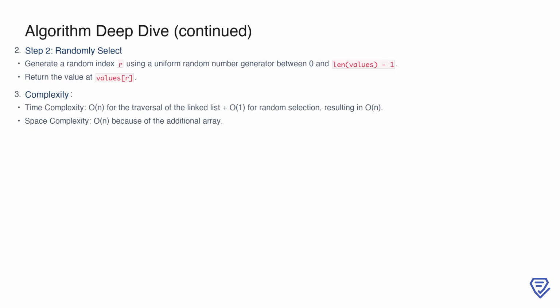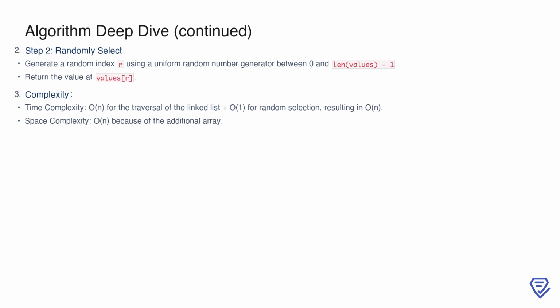After populating the values array with all node values, the next step is to randomly select an element. We generate a random index r between 0 and len(values) - 1, using a uniform random number generator. This index corresponds to a random node in the linked list, and we simply return the value at values[r].